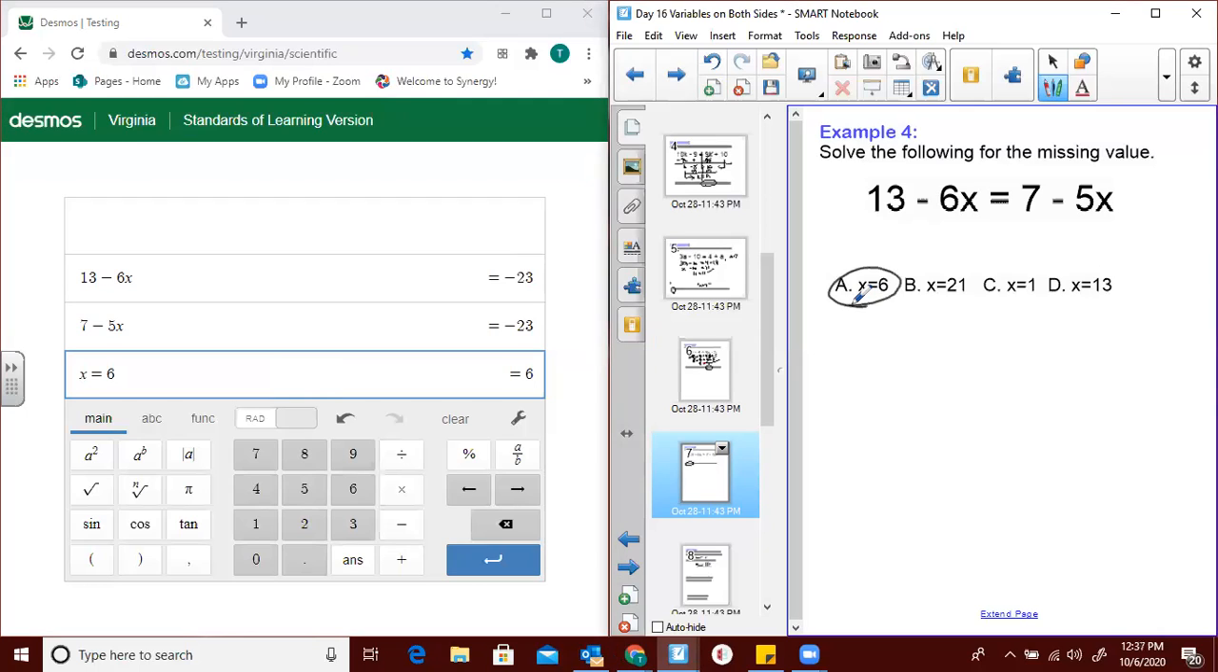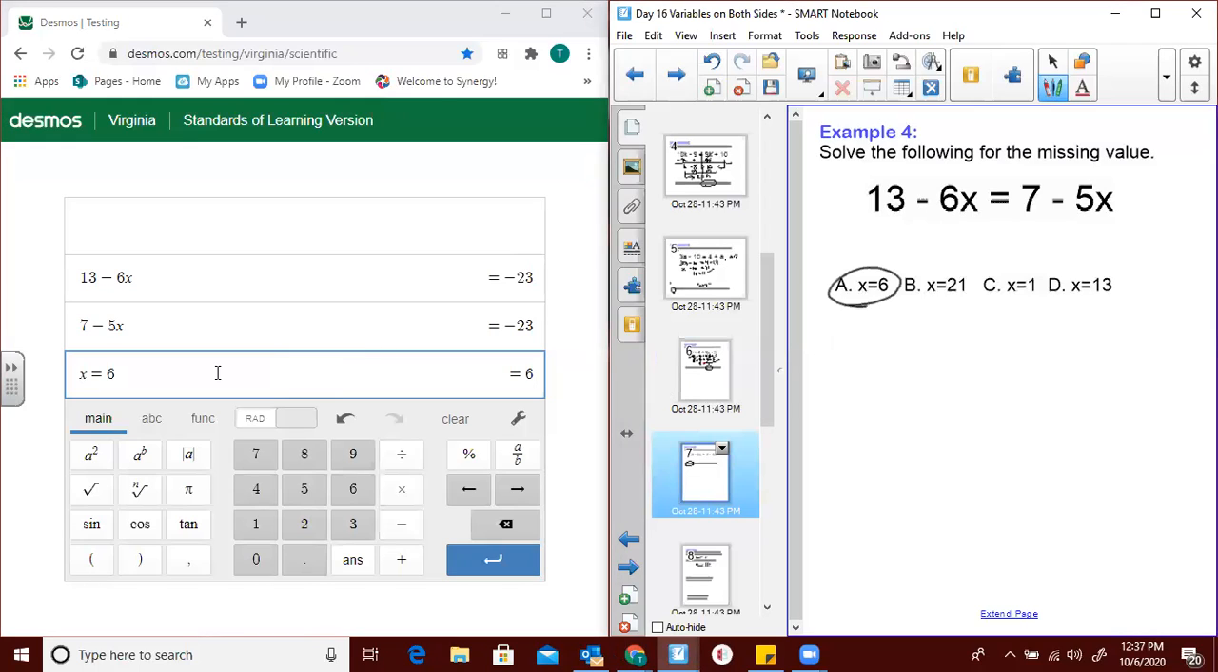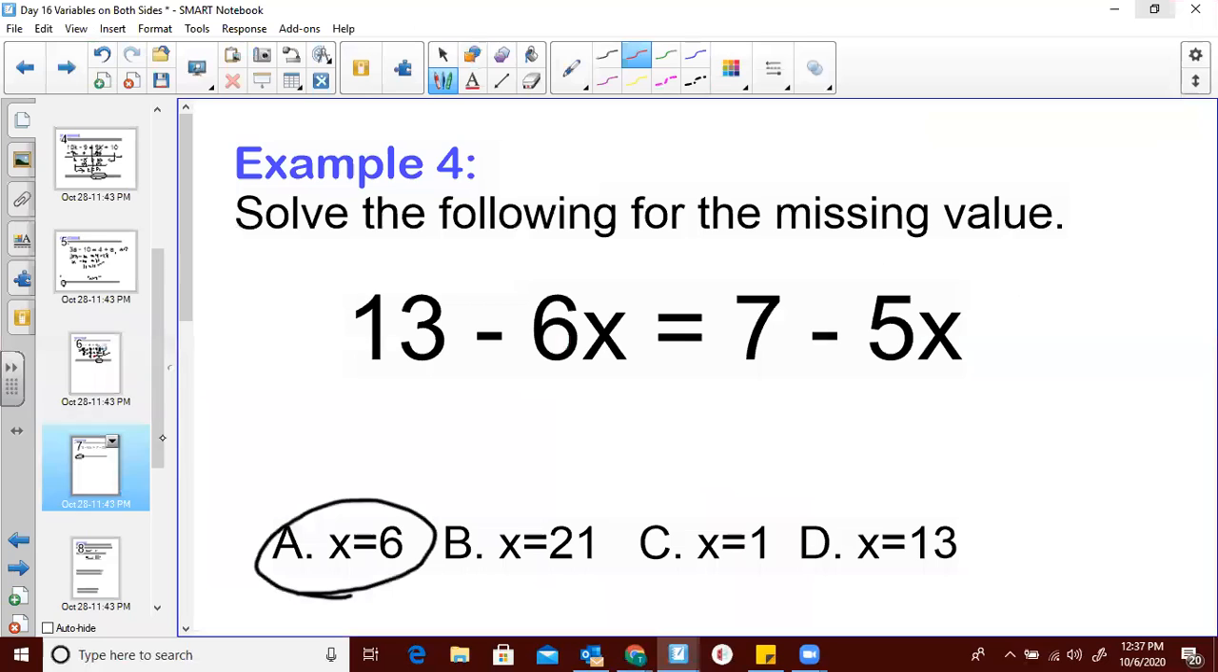But I need to check all of my answers. So B is 21, negative 113, negative 98. That's not going to work. C is 1, 7 and 2. Those are not equal. And 13, which is negative 65 and negative 58. So those are not going to work as well. So just using Desmos, we can see that the answer is A.